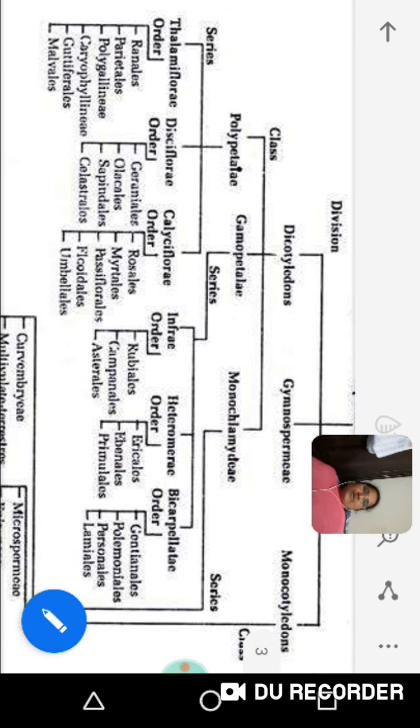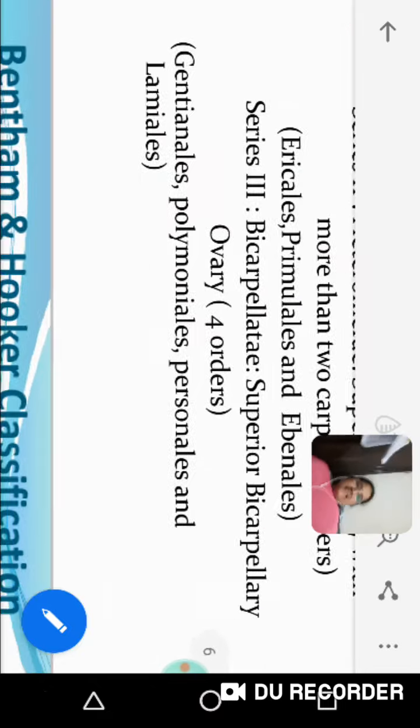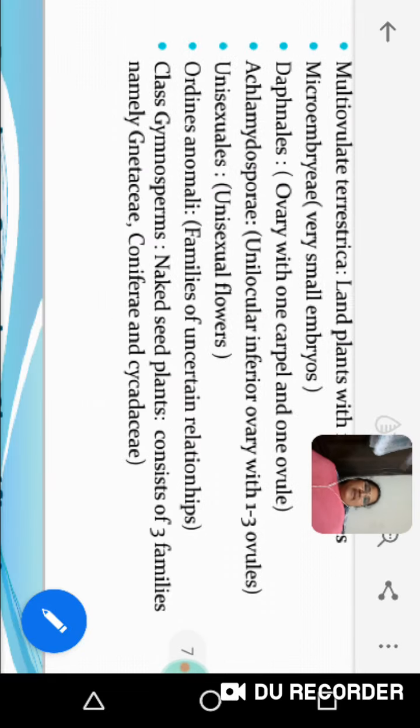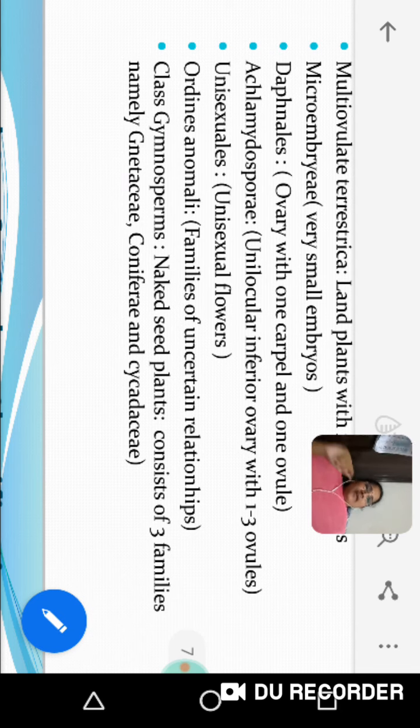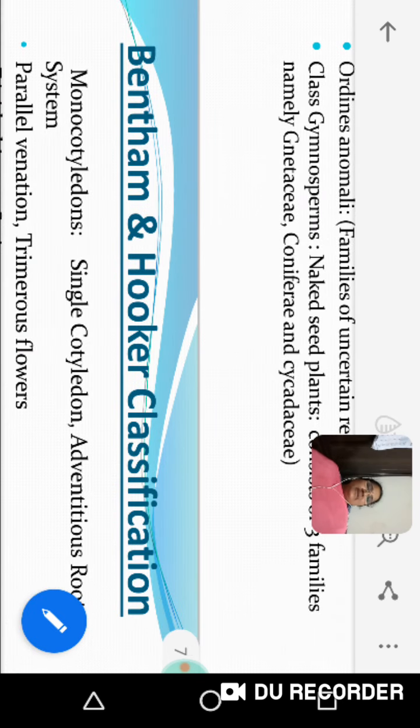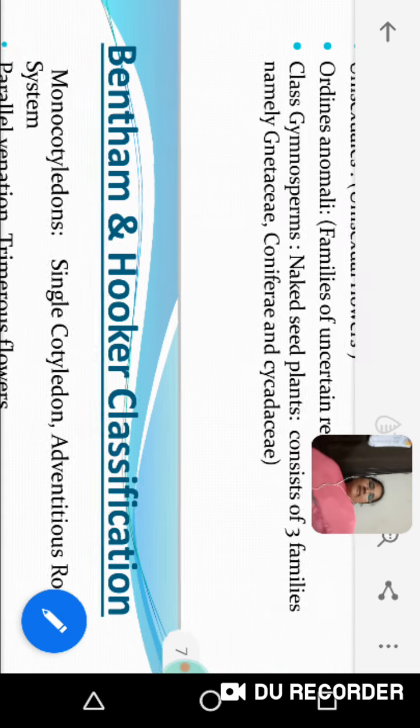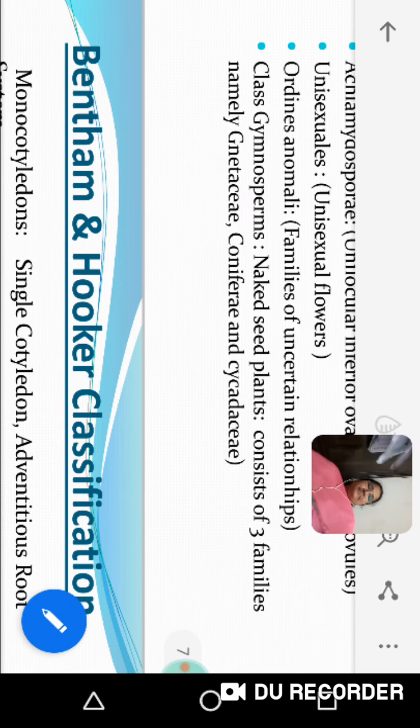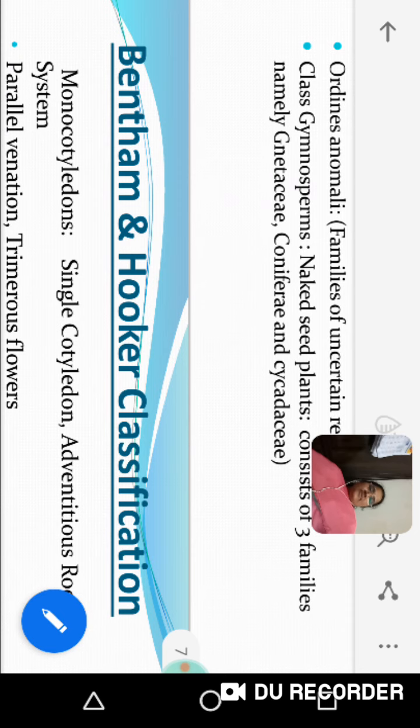The gymnosperms consist of three families, namely Nitaceae, Coniferae and Cycadaceae. Nitaceae consists of the genus Nitum, Coniferae consists of the genus Pinus, and Cycadaceae consists of the genus Cycas. That's about the classification of the gymnosperms. The class gymnosperms means the class consisting of naked seed plants. Seeds are naked.